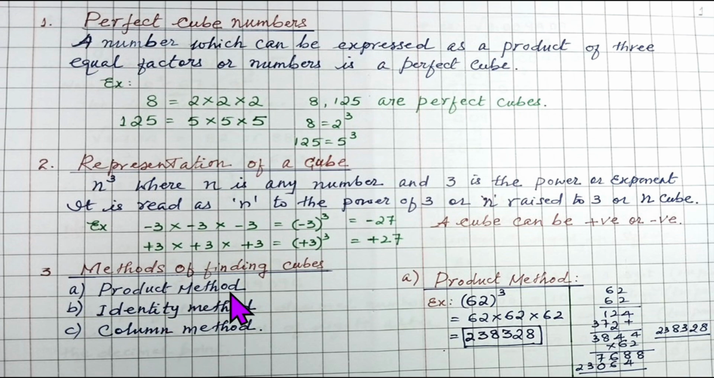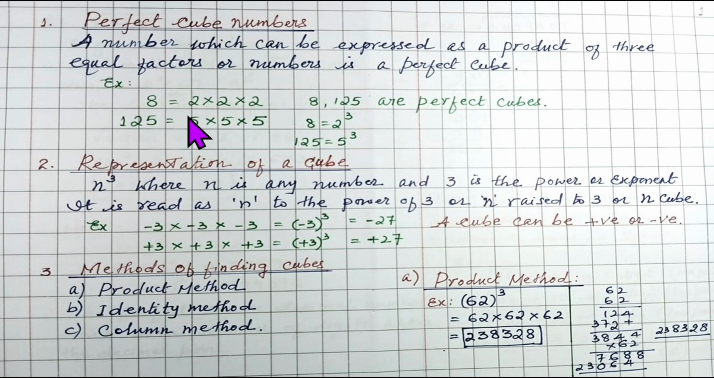Of course, the main and important method is the product method, and it is a very simple method. For example, if we want to find 62 cube, I have to multiply 62 three times, because there are three factors which makes it a cube. So multiply 62 three times, we get 238328. That is the answer for the cube of 62. So that is called the product method.